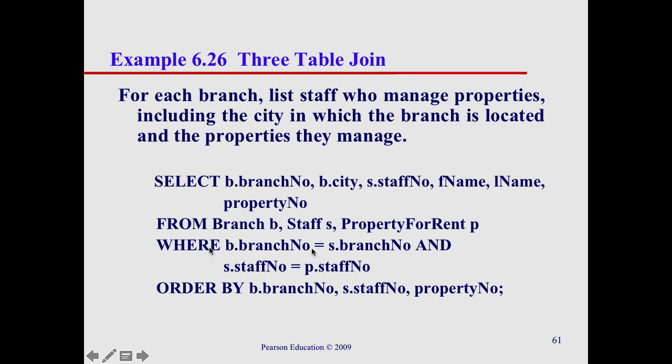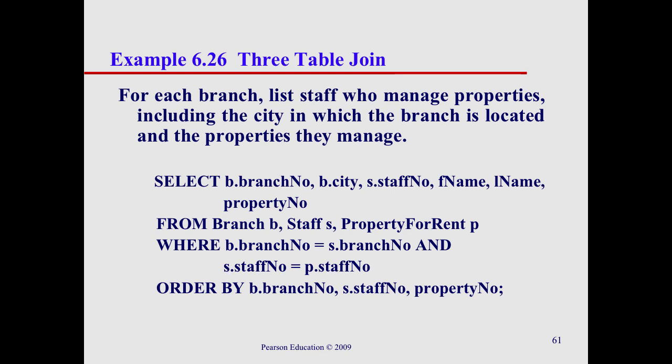So we join the branch number with the staff branch number, and then we join the staff number to the property staff number. So this is saying, basically, find a branch number in the branch relation, any branch number, then index that into the staff relation. And this will get you several staff members because typically there are several staff per branch. And then for each staff tuple we get, we're going to take that staff member's number and retrieve all tuples from the property relation that match that staff number.